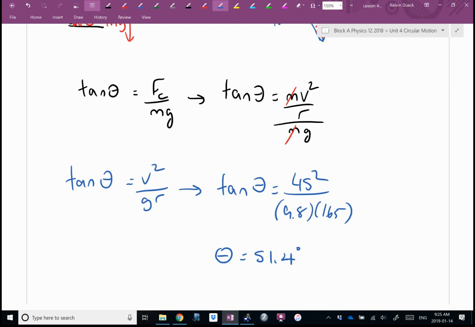So the banked corner, a really neat application. It is a horizontal circle, although it doesn't look like one. But the car itself is tracing out a horizontal circle partway up the corner.